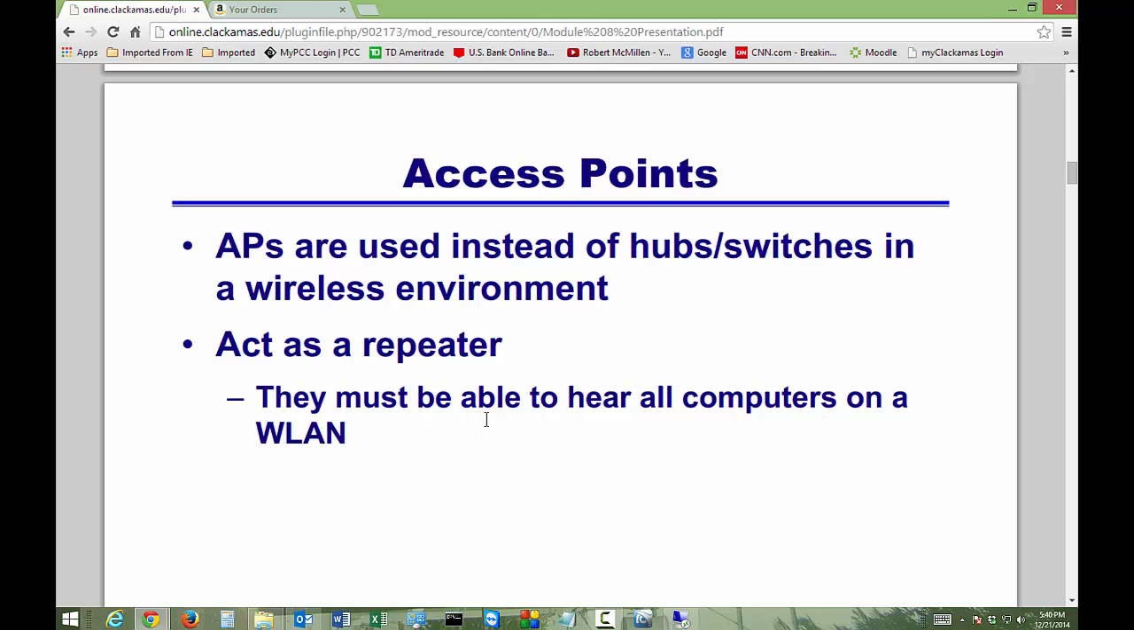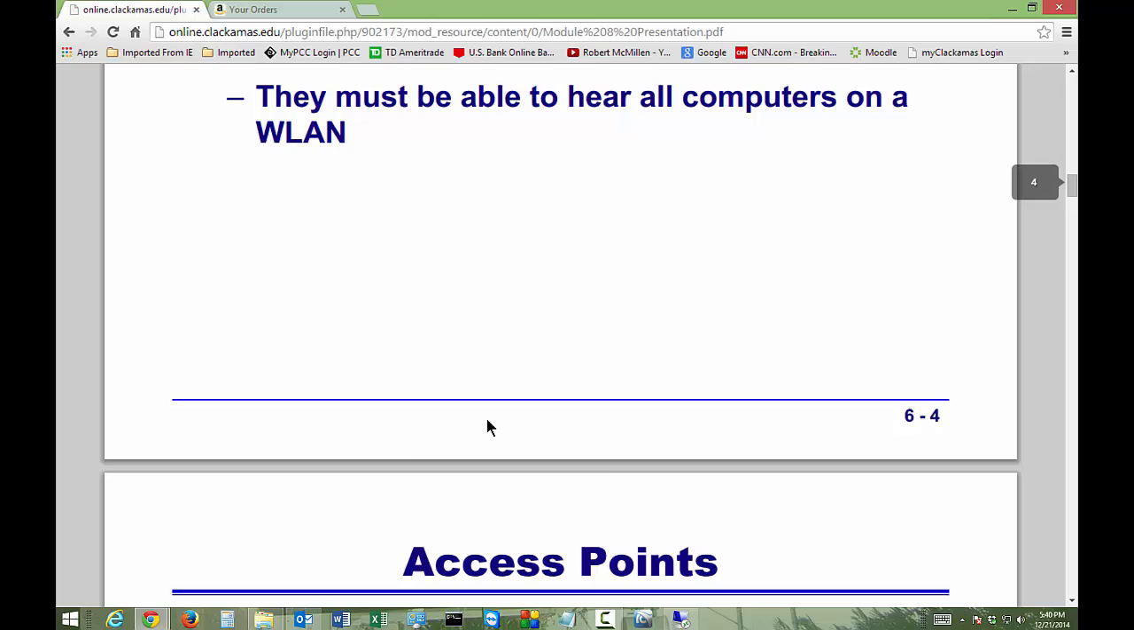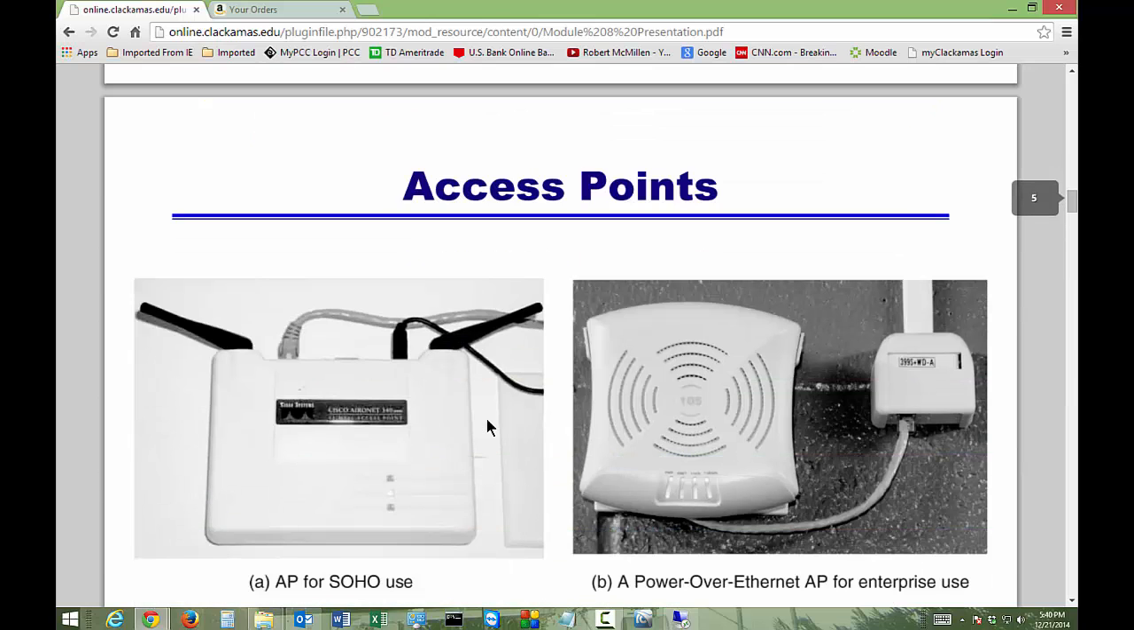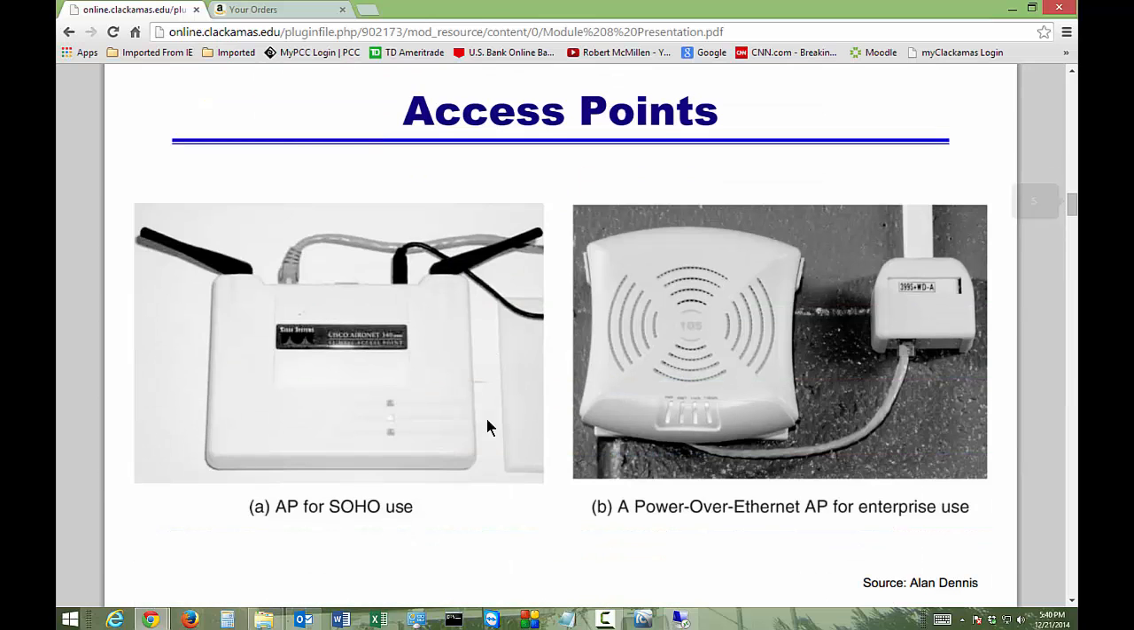The access points act as a repeater. They must be able to hear all computers on a wireless local area network. That can actually cause some security issues, which we'll talk about later. So let's take a look at some of the different access points. This is an access point on the left for small office, home office use. And of course, they've got the antennas set incorrectly. They should be pointing straight up or straight out, depending on if it's lying on a table or mounted on a wall. Never have the antennas going sideways, because that's not the way that the waves actually appear. The waves need to go in regular circles.